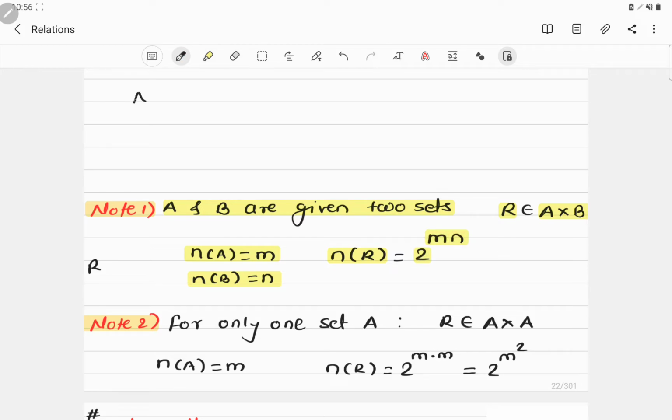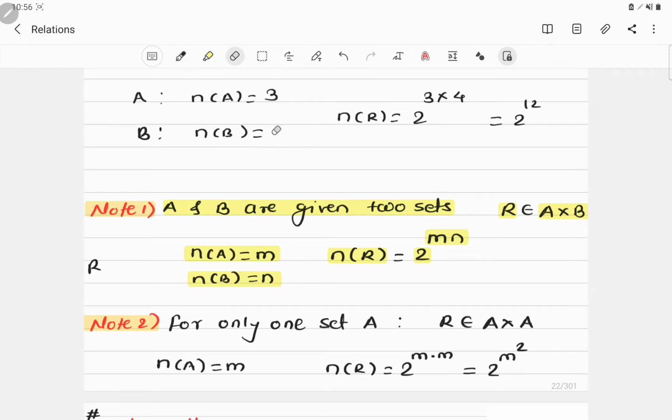For example, let's say there is a set A with 3 elements, and a set B with, let's say, 4 elements. Then the number of elements under that relation is 2 raised to 3 into 4, that is 2 raised to 12. These many elements are present in the relation.